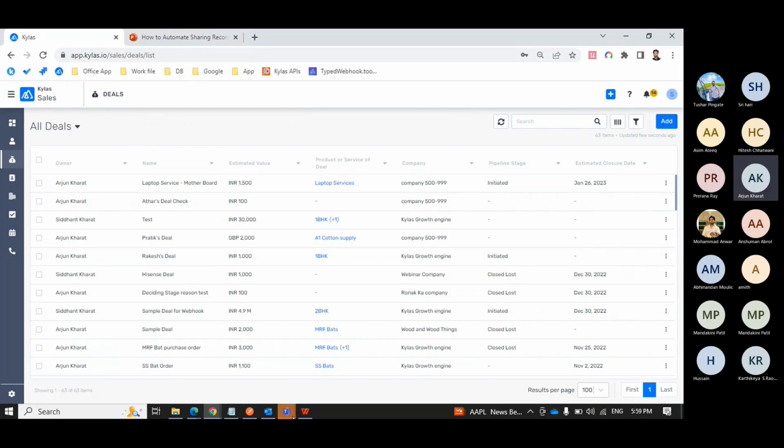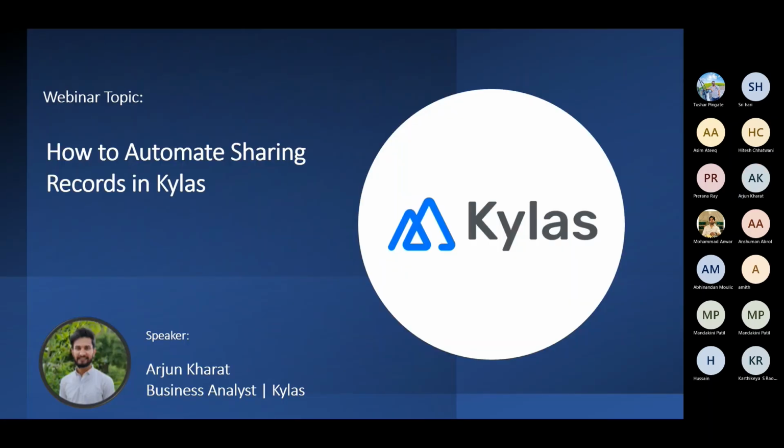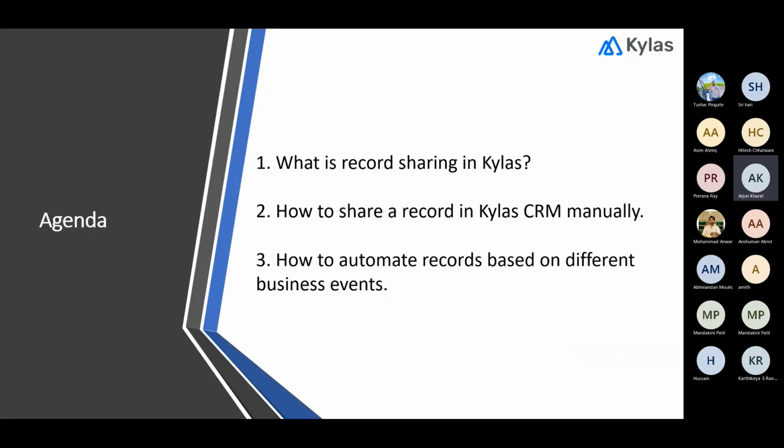So going back again to our topic, we saw what record sharing is in the Kylas system. Also, we have seen how a record can be shared manually within the Kylas system. And also, we have seen how we can automate such things considering our different business cases and share the record with the different teams with whom we collaboratively want to work.